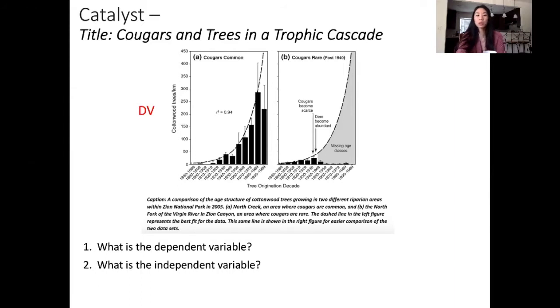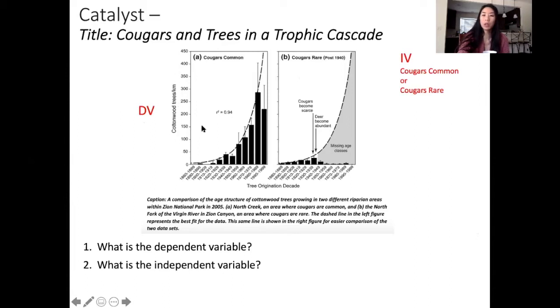Now number two, which was what is the independent variable? I would say 50% of you got this one right. So the independent variable is always going to be what affects the dependent variable. So what is going to cause a difference in the amount of trees? In this case, the independent variable is going to be whether cougars are common or cougars are rare. This is what's going to change the cottonwood trees.